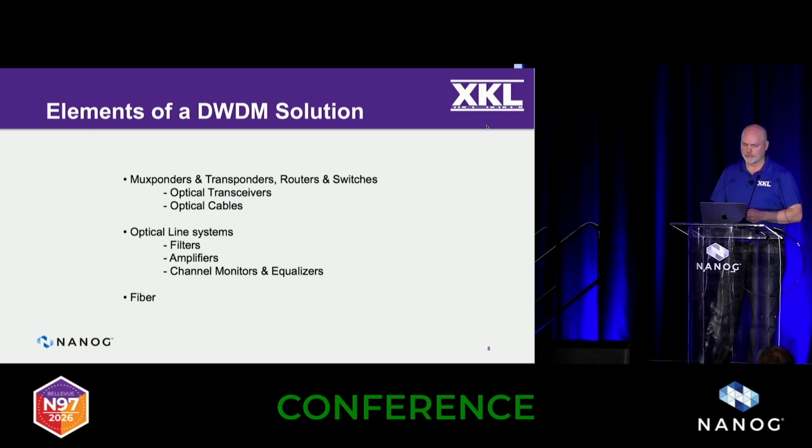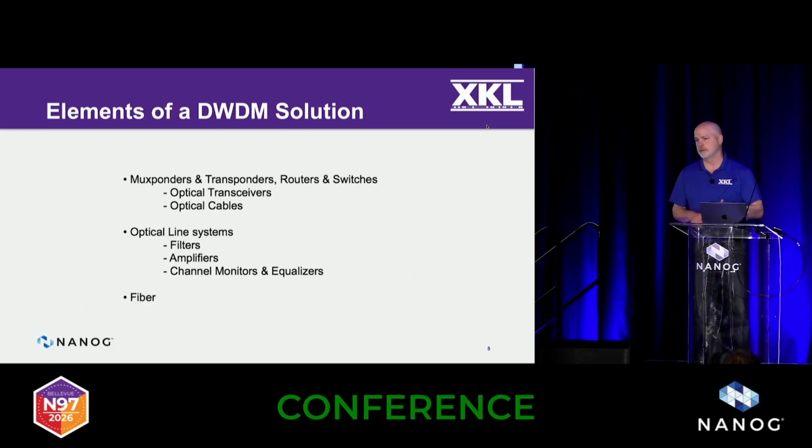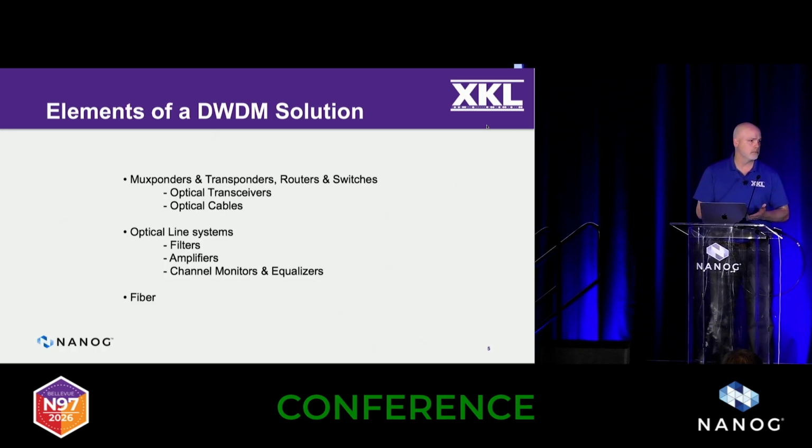And then there's the optical line systems, the filters, the amplifiers, channel monitoring and equalization. What is that? I'll explain why that's important. And then, of course, lastly, the fiber.